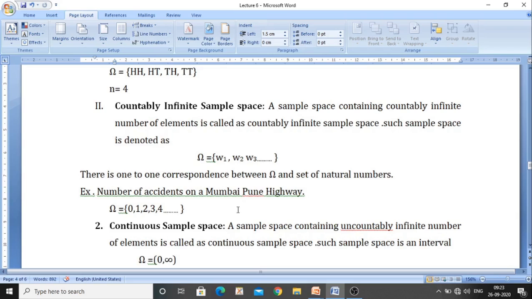Again, if he does not clear the second attempt, then a third attempt. So the number of attempts will be 1, 2, 3 and so on. So that is also a countably infinite sample space. So these are the two types in the discrete case: countably finite and countably infinite sample space.